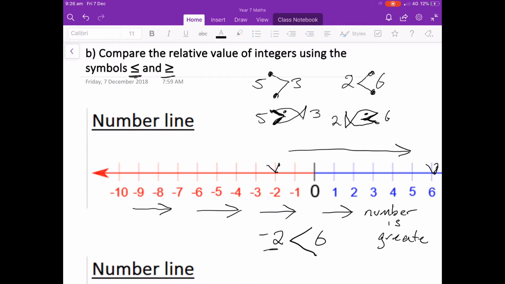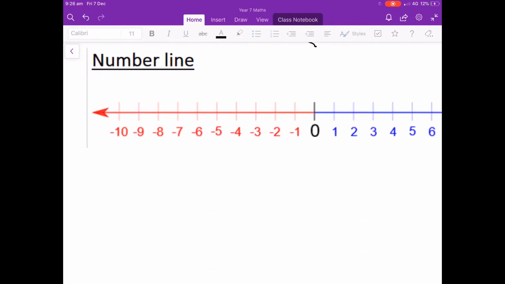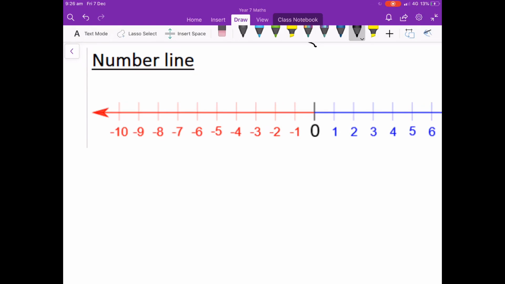Okay, I'll just move further down the page and we'll look at a couple more. Remember, we've got to go to the right on a number line to find the greater number. So here's a few of them. Which is greater, -10 or -6? So here's -10, here's -6. Obviously from -10 we're going to the right to -6, therefore -6 is greater. Another one, which is greater, -5 or -4? Here's -5, here's -4. We're going to the right to get to -4, so -4 must be greater.